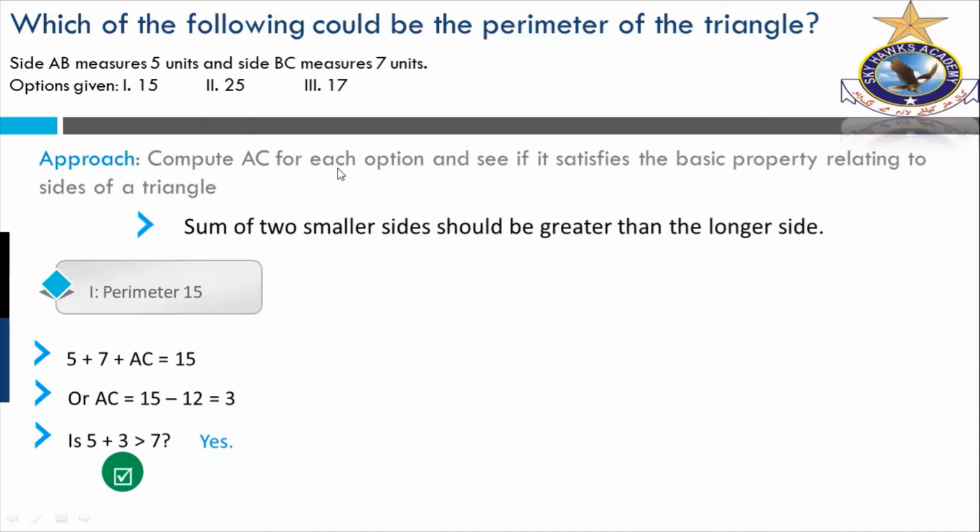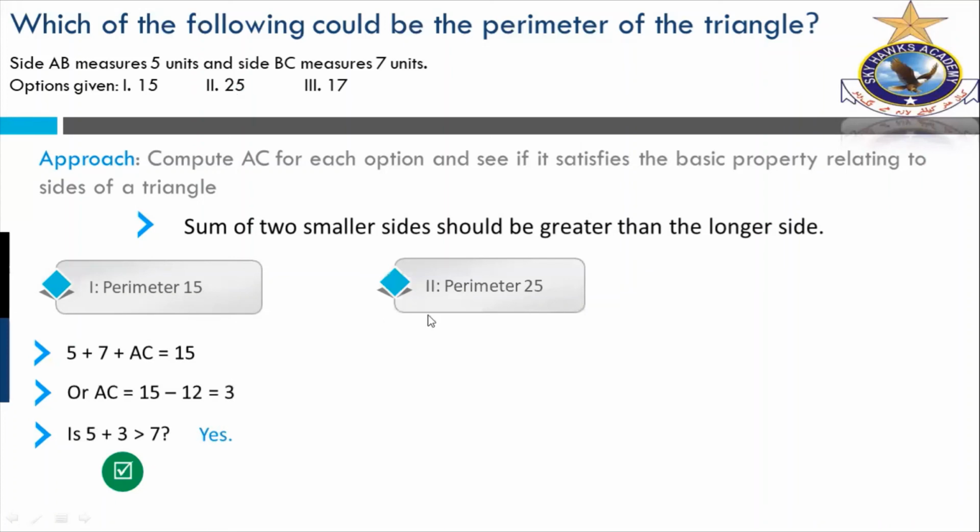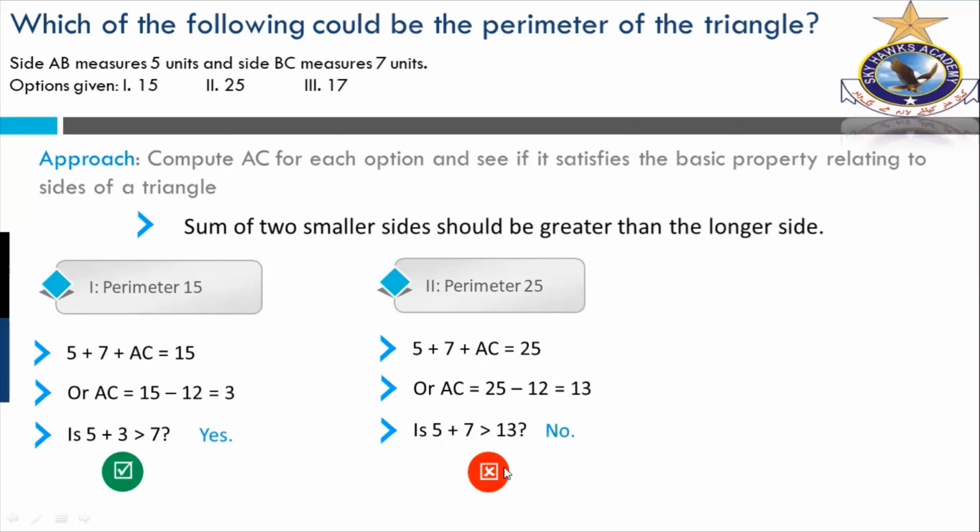Let's see the other possibility. We are going for each option. Think about 25. So the second perimeter is 25. If you go for that, the sum of the three sides must be equal to 25. In this way, you get AC is 13. Now, using the property, 5 plus 7 is 12. That is not greater than 13. It's not possible, because the sum of two sides is not greater than the third one. So this is wrong. If you are considering 25, there is no way to get this, because one side is the longest side, and that must be less than the sum of the other two sides.